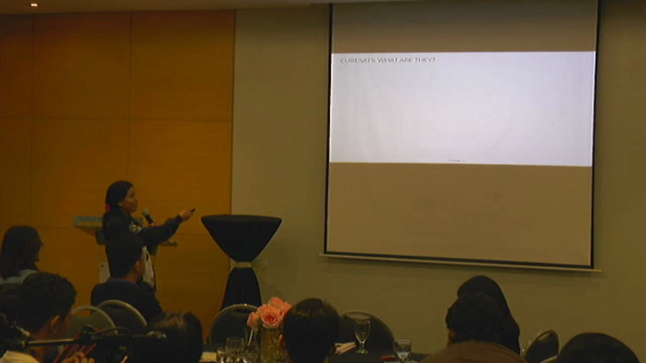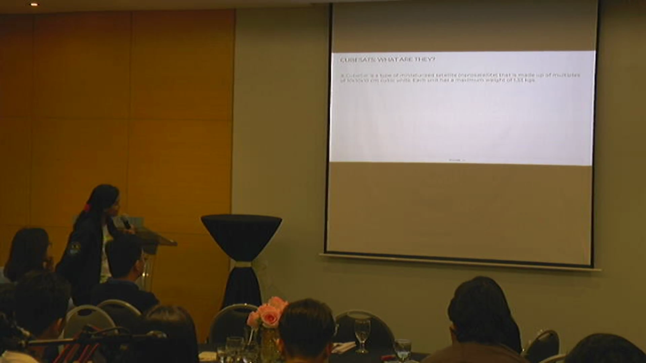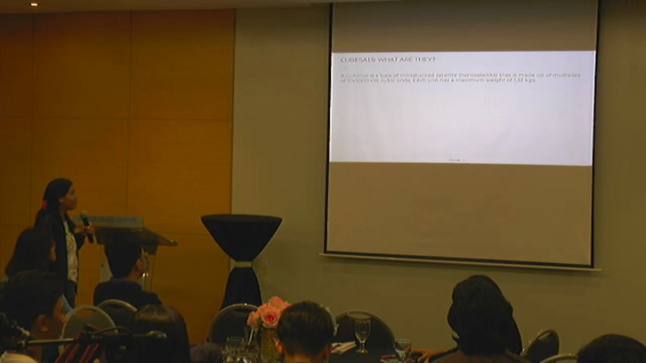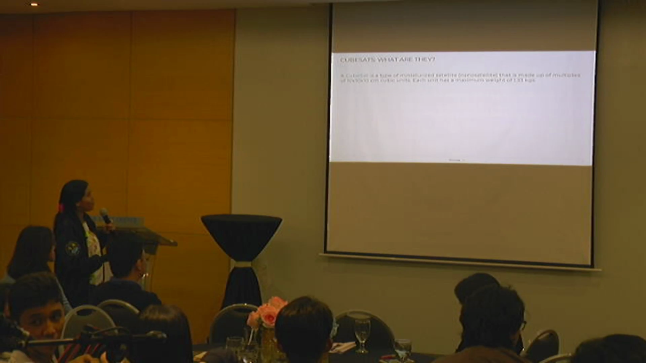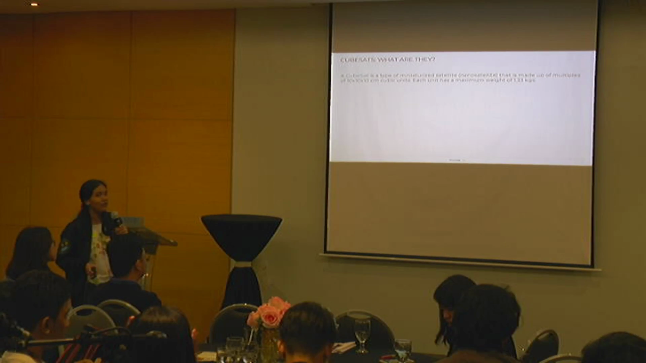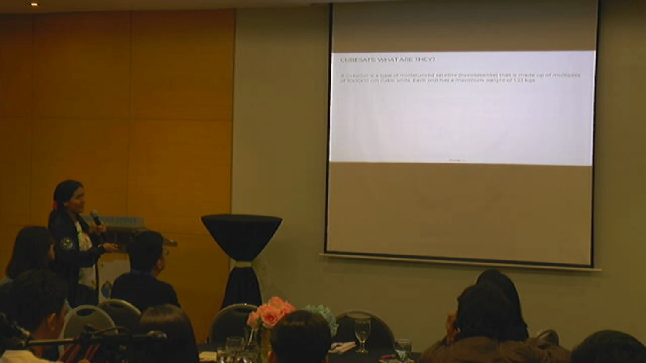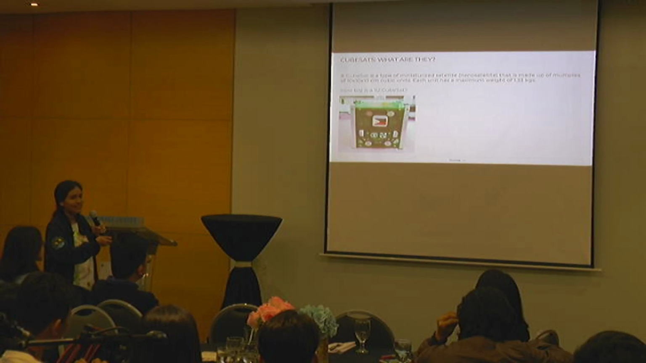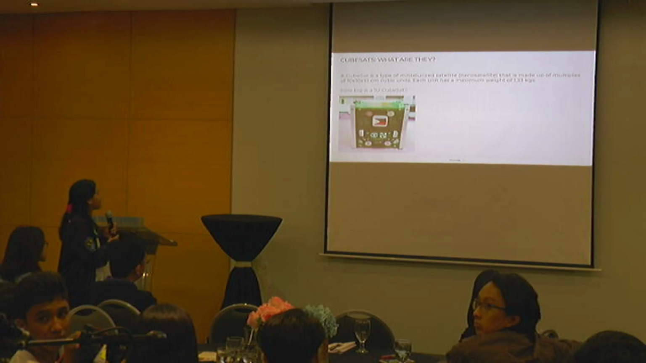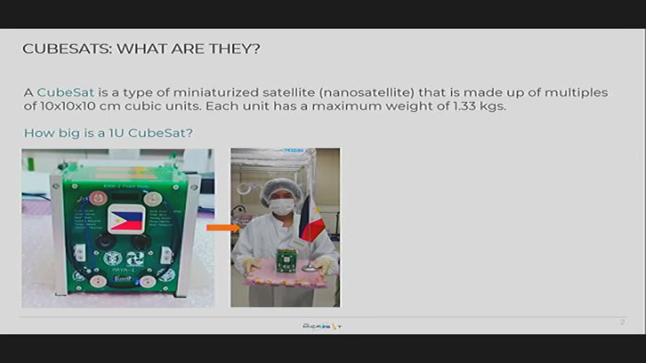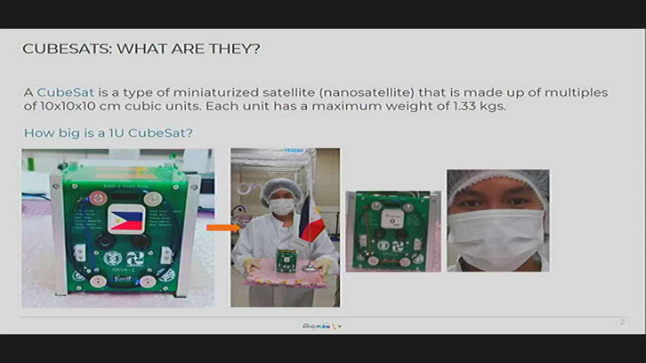So, may Wikipedia definition lang ako dito, which is, CubeSat is a type of miniaturized satellite or nanosatellite that is made up of multiples of 10 by 10 by 10 centimeters cubic units, and each unit has a maximum of 1.33 kilograms. So, just to illustrate, nakita nyo na rin ito kanina siguro. Ito yung CubeSat, 1U CubeSat, which is yung Maya 1. Just to put that to perspective, this is me holding that CubeSat. Okay, so you can imagine that CubeSat to be this big and my face to be that big.